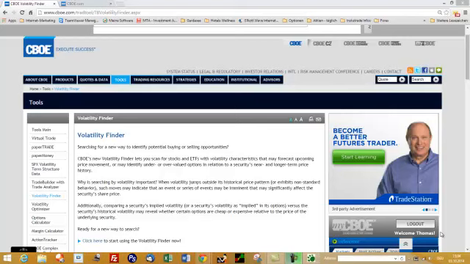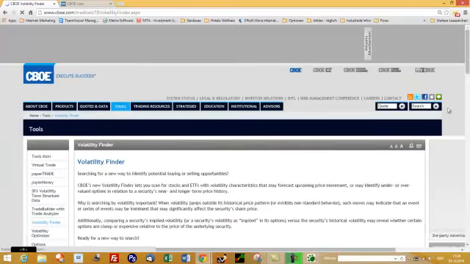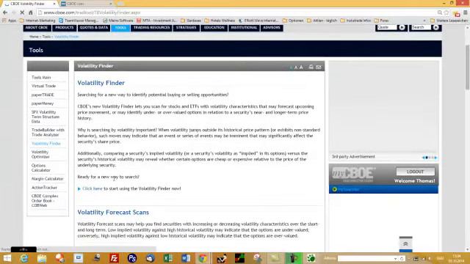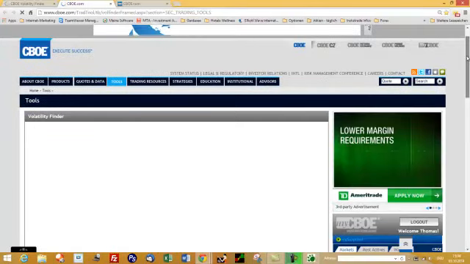My first website I usually go to is cboe.com, which is the website of the Chicago Board Options Exchange. Amongst the tools on this website you find something called Volatility Finder. You just click on the Volatility Finder link. This opens a new site. Then you click here, and this opens a new site where you find the Volatility Finder.